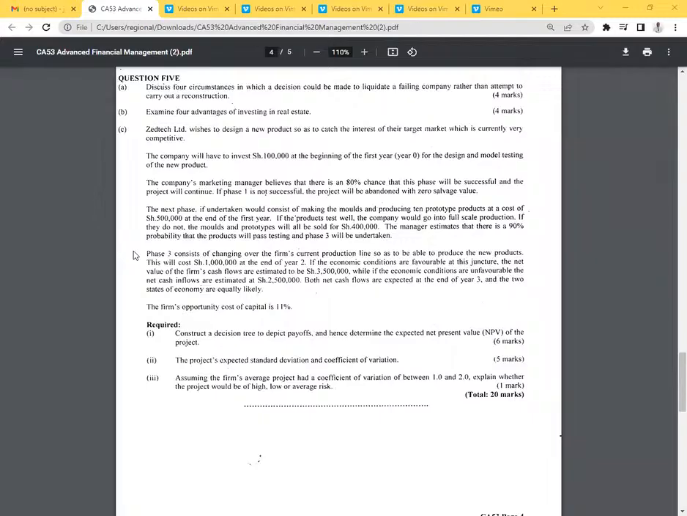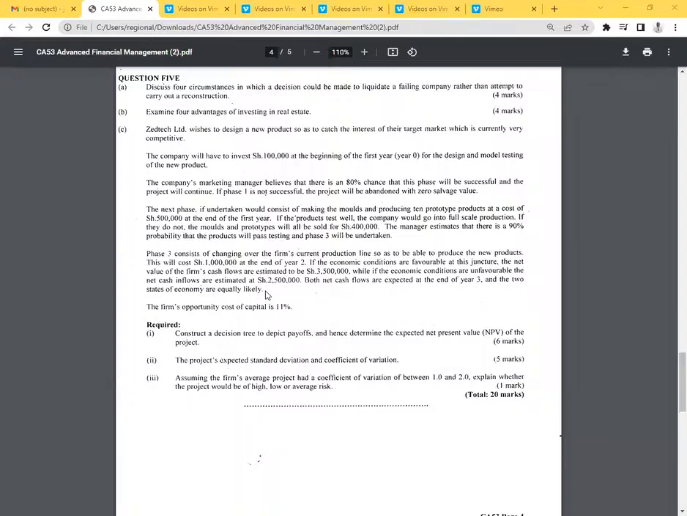We are told question 5C, it's May 2021. Tev Limited wishes to design a new product so as to catch the interest of their target market, which is currently very competitive. The company will have to invest 100,000 at the beginning of the first year, which is year 0, for the design and model testing of the new product. The company's marketing manager believes that there is an 80% chance that this phase will be successful and the project will continue. If phase 1 is not successful, the project will be abandoned with a 0 salvage value.